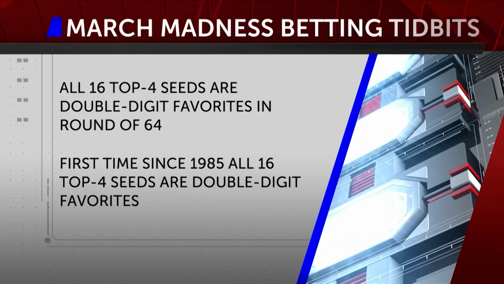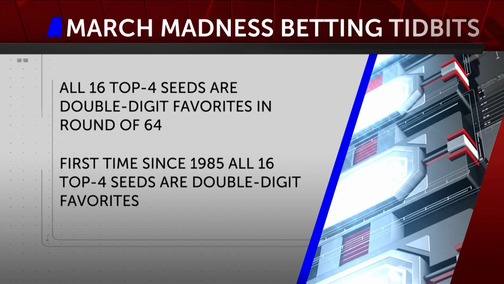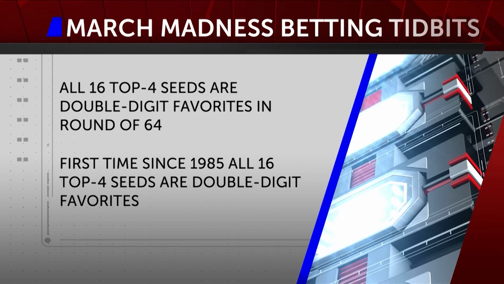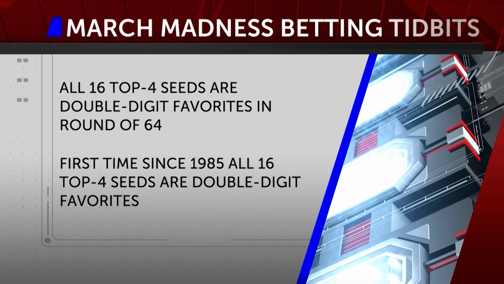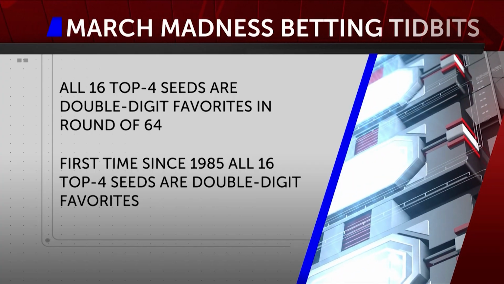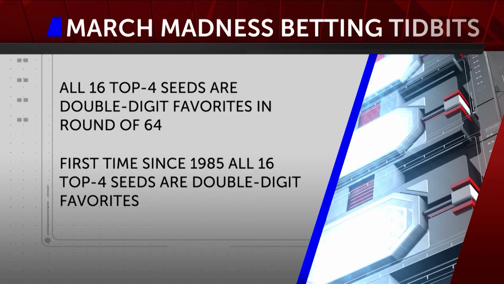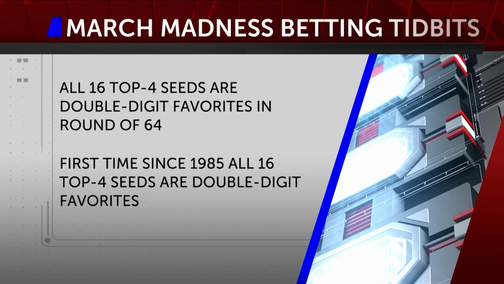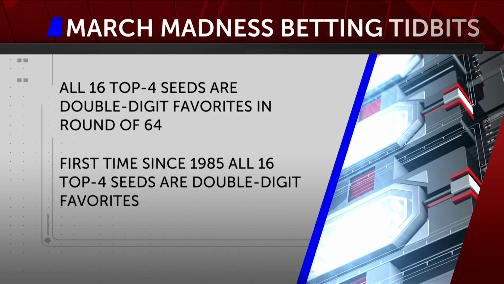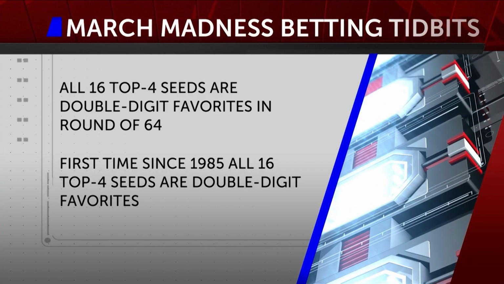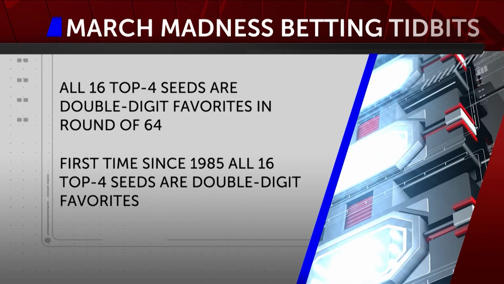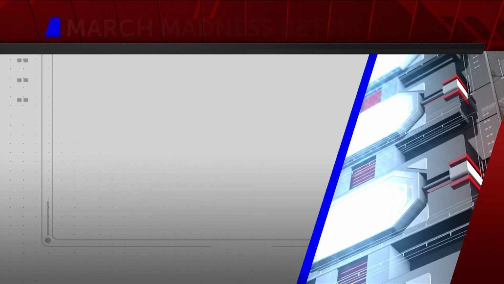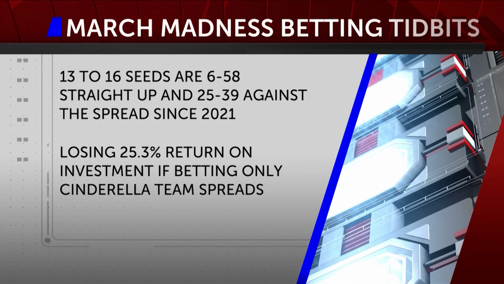Now, this next one says a lot about the current landscape of NIL and the modern-day transfer portal, seeing top talent all congested into a small cluster of big brand-name schools. So before the first round begins on Thursday, all 16 top 4 seeds are currently double-digit favorites on the spread in the round of 64. For example, Michigan is a 30-point favorite in their round 1 matchup against the 16 seed, while 4-seed Arkansas is roughly a 15-point favorite against Hawaii in the round of 64 matchup. So this marks the first time since the tournament expanded in 1985 that all 16 top 4 seeds are double-digit favorites.